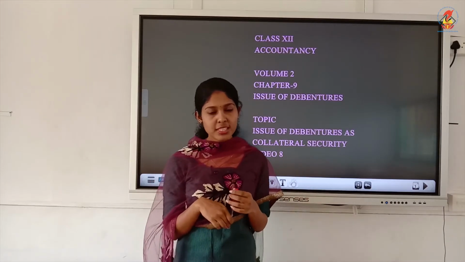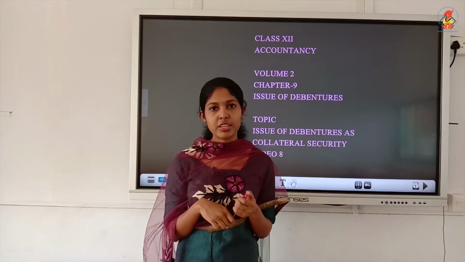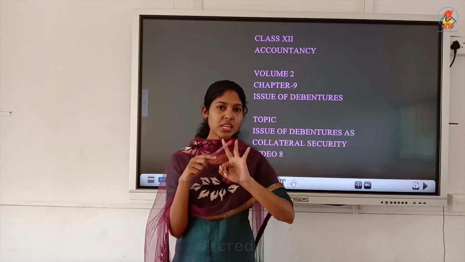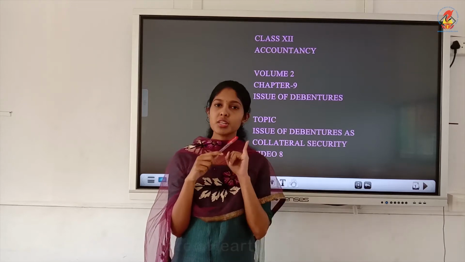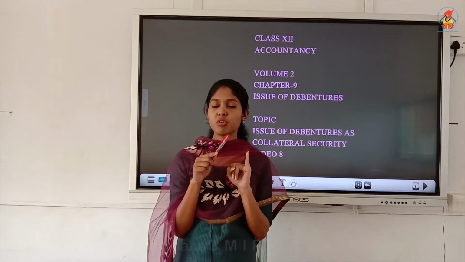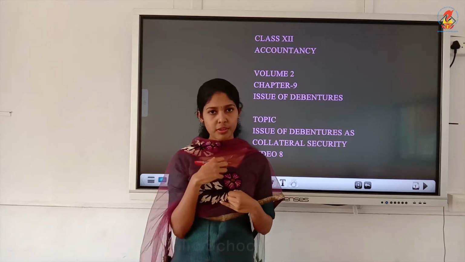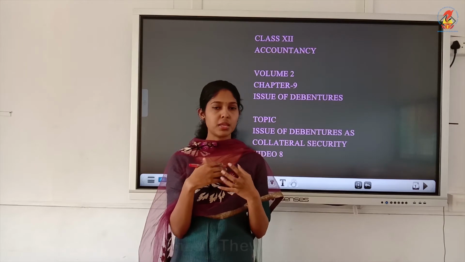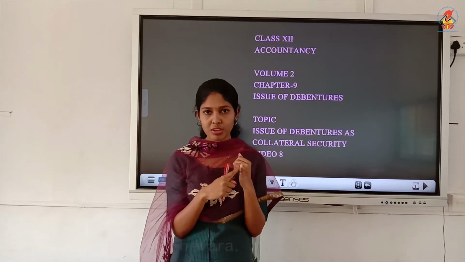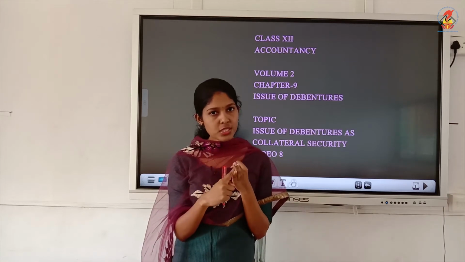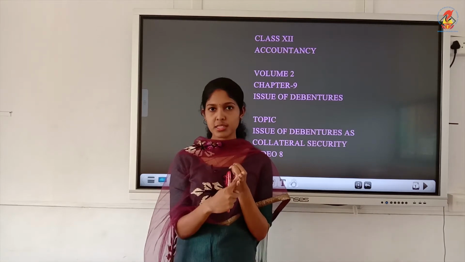We are moving on to the next portion, issue of debentures as collateral security. We have three sections in this chapter. First is issue of debentures for cash. That means the company will issue debentures and raise money, borrowing from the public. That is the first section, which we've completed. The next we are going to discuss is debentures issued as collateral security.